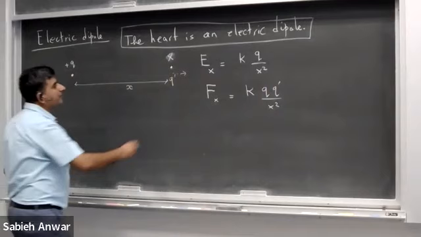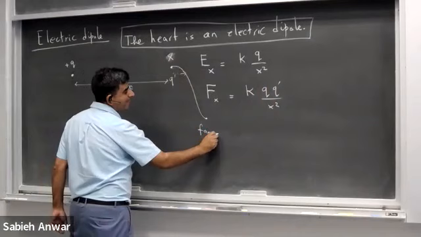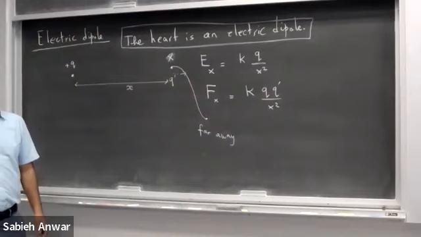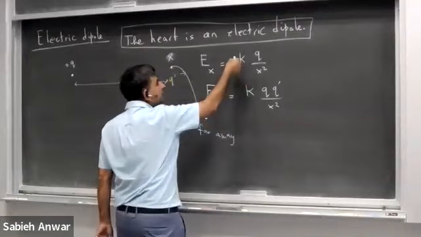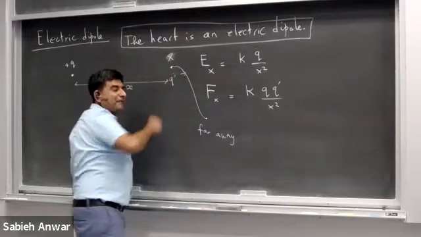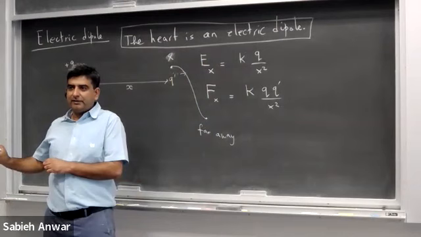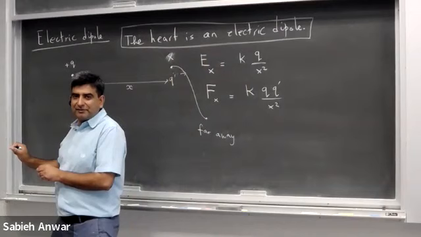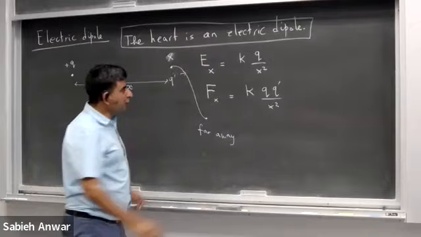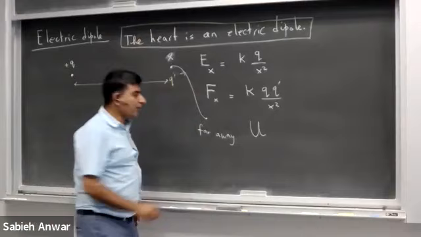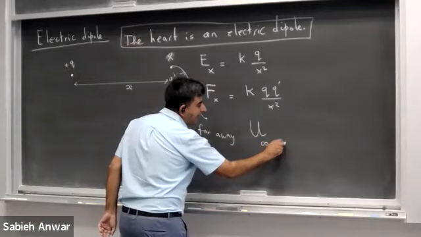Now, if I were to bring this test charge from really far away, so that there is no electric field here, and I slowly bring it closer and closer in a quasi-static fashion to the point X, I will have to apply a force at each point, which means I have to do some work. Work means that I'm increasing the potential energy of my test charge. So when I do work on something, I'm increasing its energy. So the total energy that I have to supply in bringing a test charge from far away, which I represent as infinity, to the point X, is given by the sum of these forces.